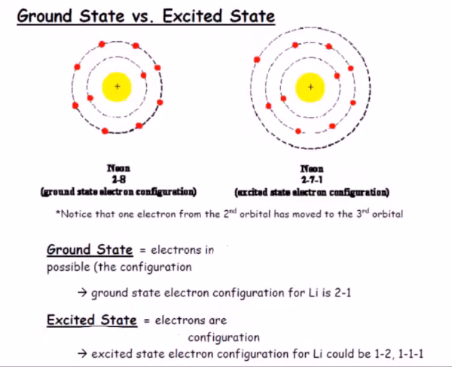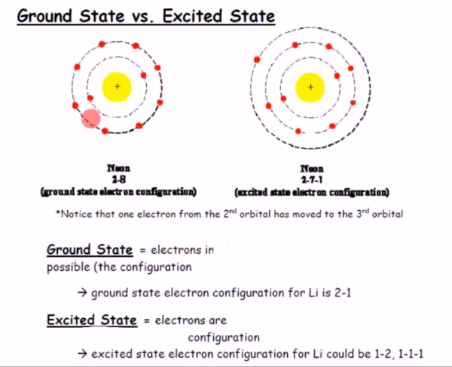So today, the next phase of the game, guys, is the ground state versus excited state. These are two vocab terms that you guys should know. I've got two examples here. I've got neon in the ground state, and neon in the excited state. If you look on your periodic table, neon's configuration is typically 2-8. It's got 10 electrons, 2 in the first energy level, 8 in the second energy level. And that's exactly what we see over here on the left.